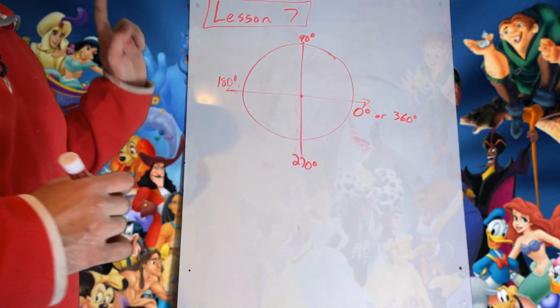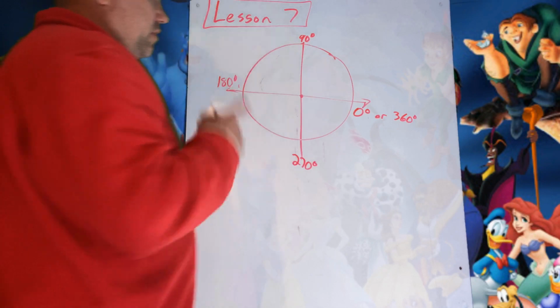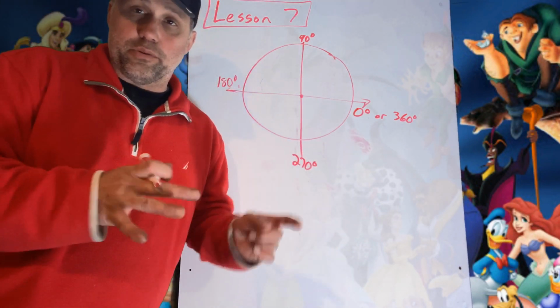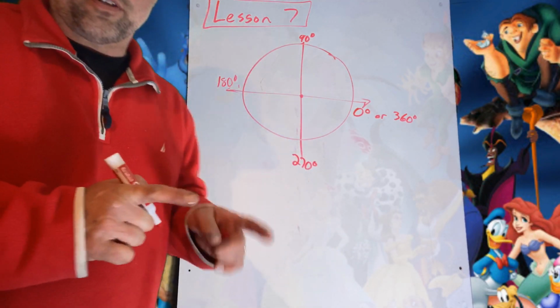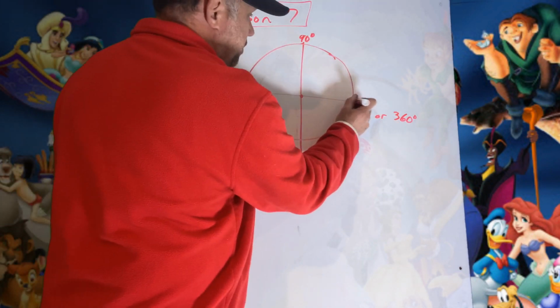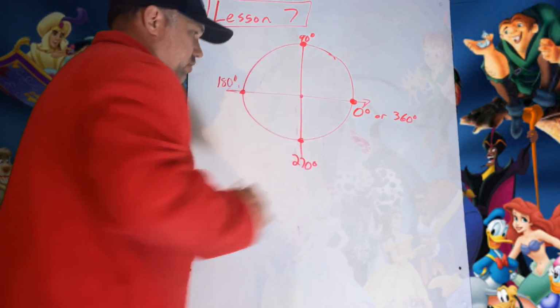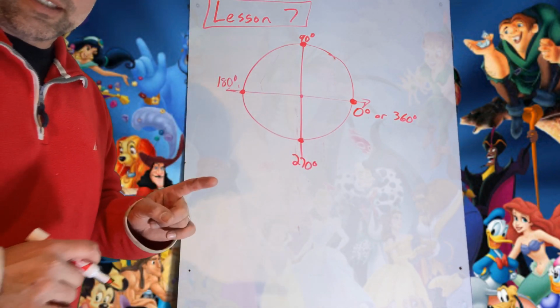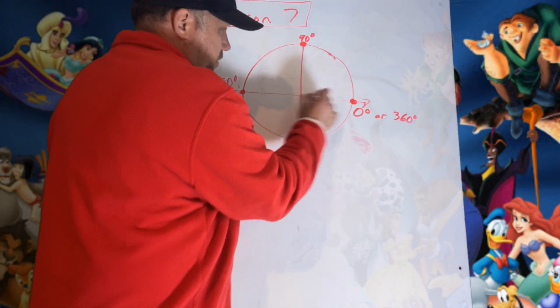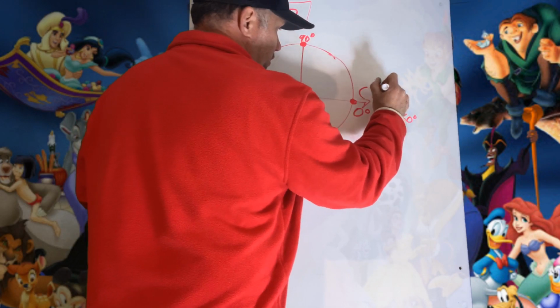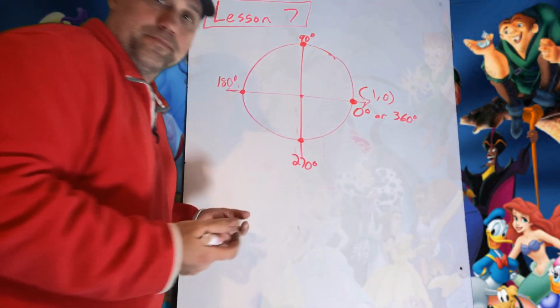So now that I have these angles drawn in, and I'm going to state that this is a unit circle, which means it has a radius of 1, I can name the coordinates of these 4 points that are on the unit circle. So if the radius is 1, that means this distance from here over is 1. So that means this coordinate right here must be 1, 0.